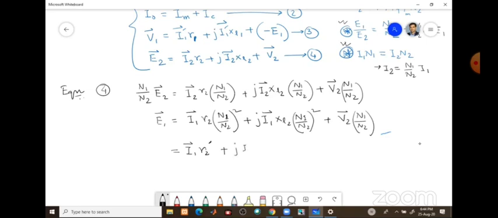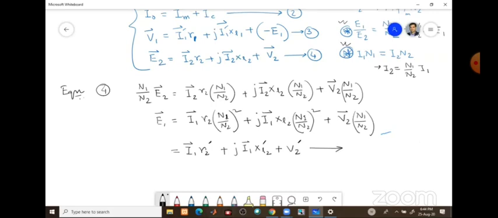Here also, I will take a different value, XL2 prime. So it was XL2, now it becomes XL2 prime when it is multiplied with N1 by N2 whole square. Here also, this has the units of volts. When it is multiplied by N1 by N2, it will have the same unit, volts, but the voltage will be different. So therefore, I will take it as V2 prime.